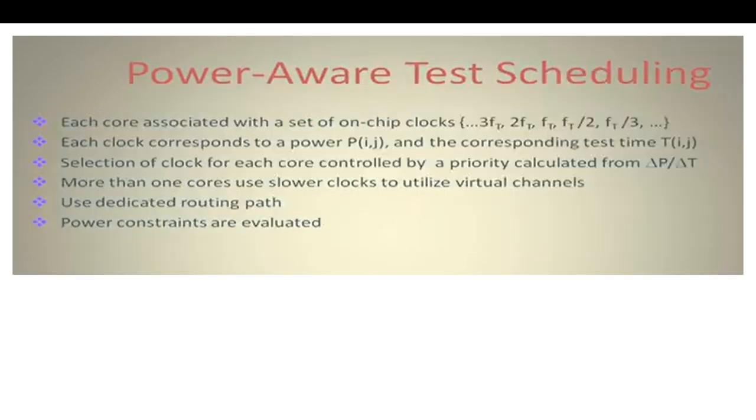Power aware test scheduling. Each core is associated with a set of on-chip clocks. Each clock corresponds to a power Pij and the corresponding test time Tij. The selection of the clock for each core is controlled by a priority calculated from del P by del T. More than one core can use slower clocks to utilize virtual channels. Use a dedicated routing path. Power constraints are evaluated.